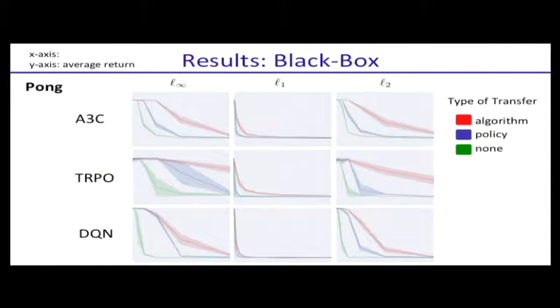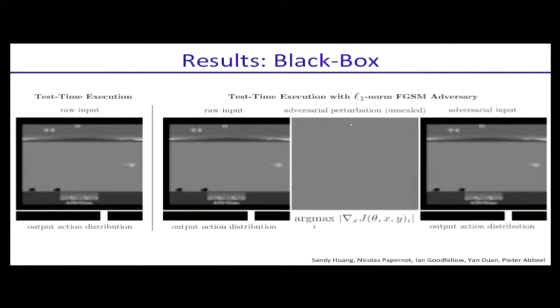How about the black box case? So 3 columns, 3 different norms, 3 rows are 3 different algorithms. And so what we did here is we trained the actual player with A3C for the top row, did a different training session, but also A3C for the adversary, then computed the perturbations for the adversary's network, applied them to the actual player, and we see again that this actually is quite effective. You can go a step further, actually. Actually, let me show you some videos first.